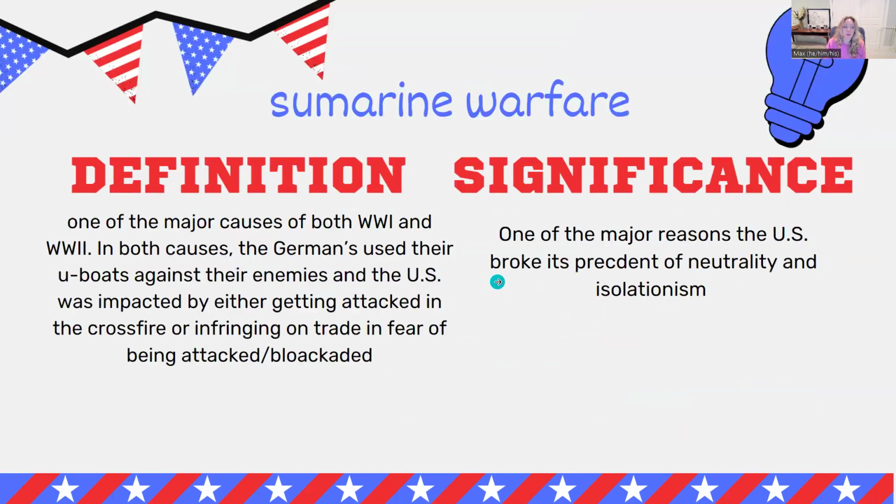Unrestricted submarine warfare. One of the major causes of both World War I and World War II. In both cases, the Germans use their U-boats, which are their submarines, against their enemies, and the United States is impacted in a bunch of different ways. Either we get caught in the crossfire with different attacks, like the Lusitania, or we're being blockaded. They're using their submarines to prevent other countries from docking in the Allied powers' area, which impacts our trade relations with them, and we don't like that. So again, one of the major reasons why the United States broke its precedent of neutrality and isolationism and will enter both World War I and World War II.